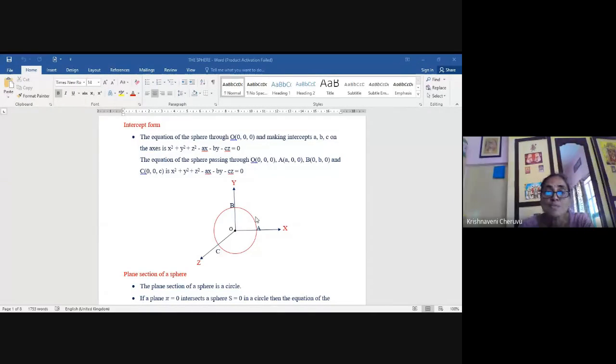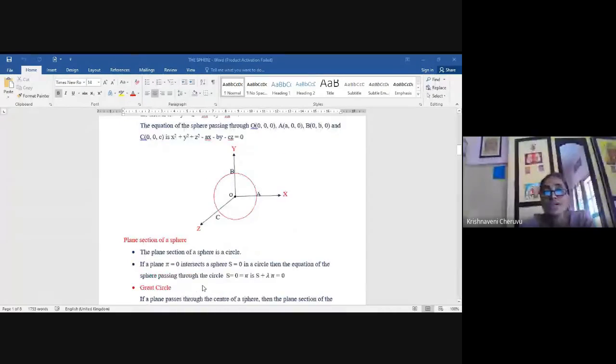Now the sphere is passing through 4 points: O, the origin, A, B, C. So this is called the intercept form of the sphere, girls. Sometimes you may have to remember it like this, where A is the x-intercept, B is the y-intercept, C is the z-intercept. In the last class, the first class on spheres, I explained all these formulas to you, girls. Today I'm explaining them once again as a revision with the diagrams.